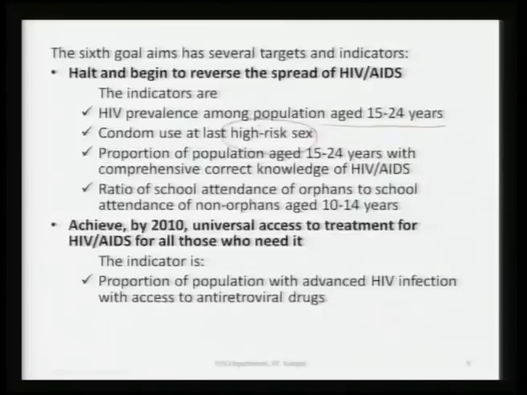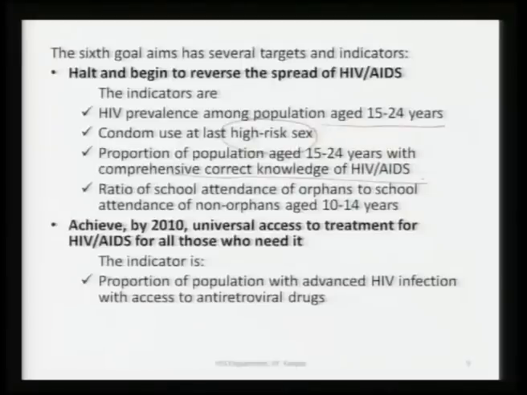Then the proportion of the population aged 15 to 24, again young adults, with comprehensive correct knowledge of HIV/AIDS. Right now the problem that we are facing in our country is that most people have heard about HIV/AIDS, but there is a lot of misconception. People do not fully understand the four modes of transmission of HIV. They do not understand how they can save themselves from HIV/AIDS, and there are lots of misconceptions leading to various types of stigma. So, there is a need to develop comprehensive and correct knowledge of HIV/AIDS in the age group 15 to 24.